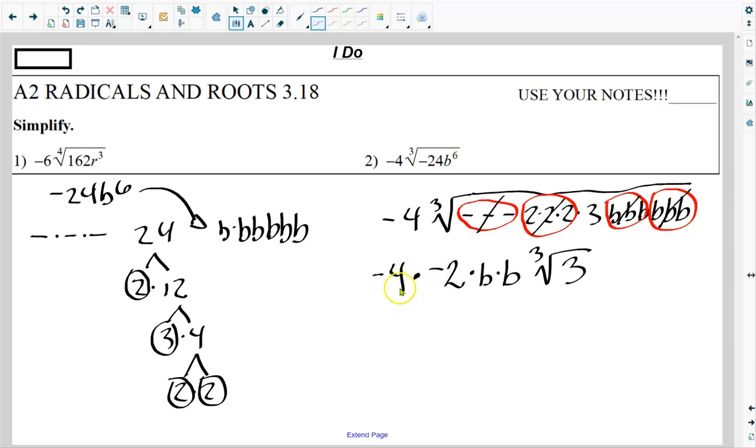Negative times a negative is positive. I got 8. B times B is B squared. And I've got the cube root of 3. Okay, so that's pretty much all you're going to need, this kind of skill set for this part of the CBA 10. Now we need to practice in class. See you then.